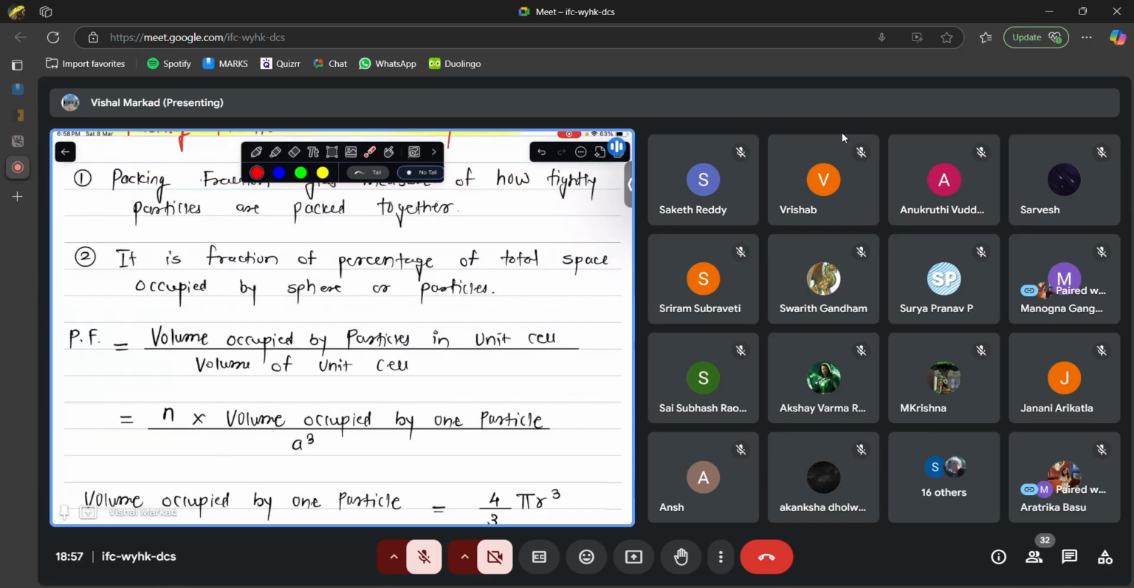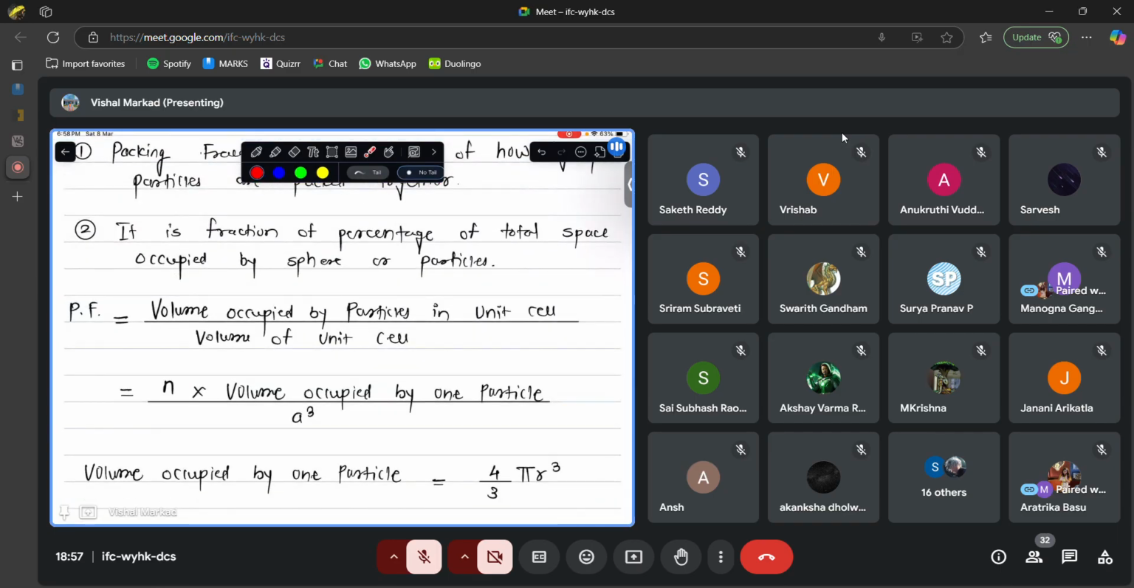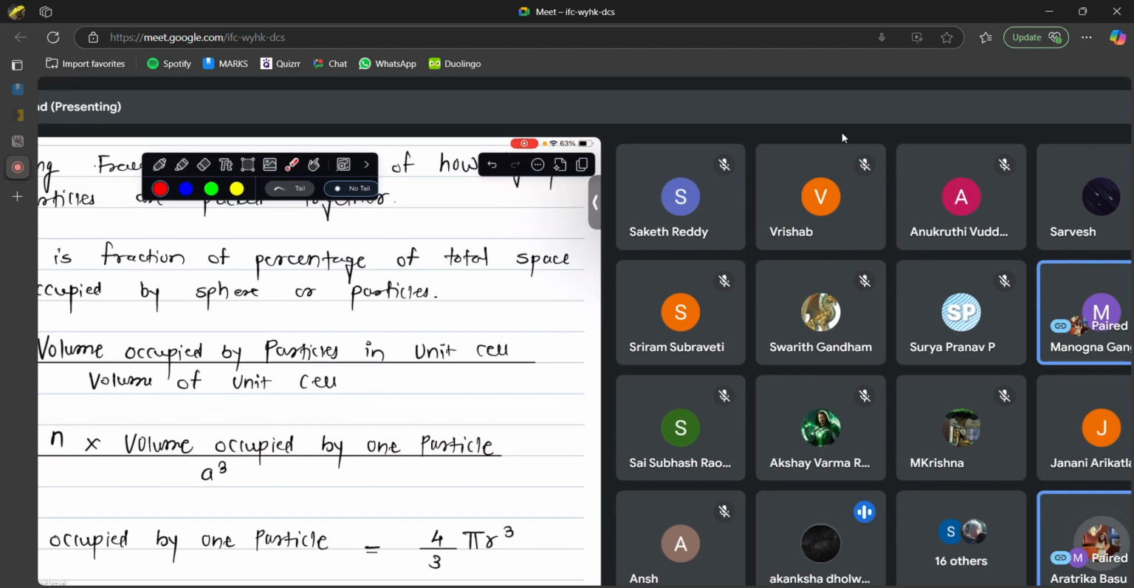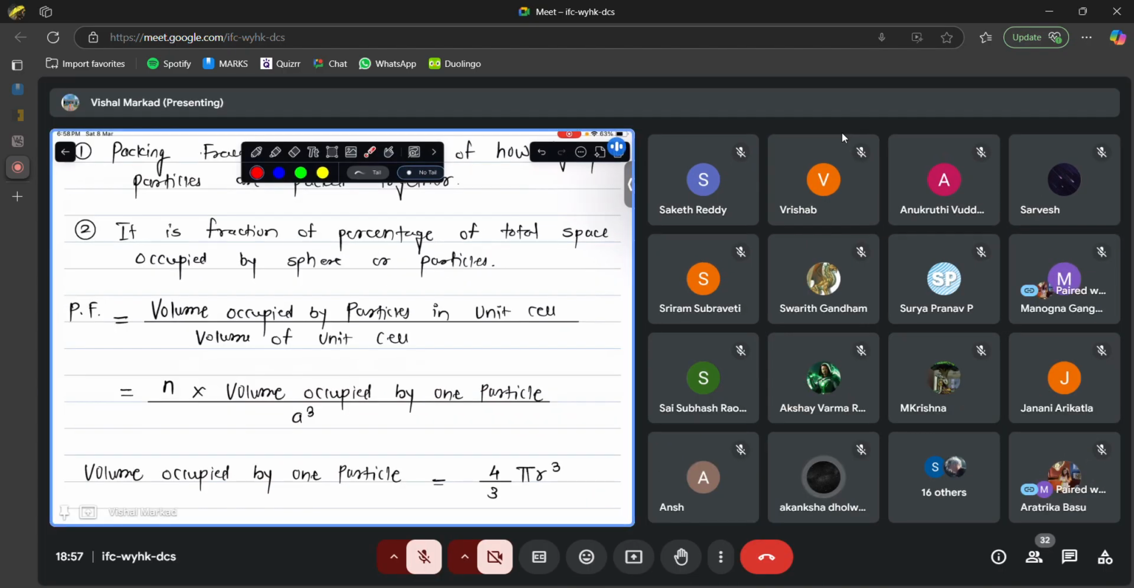Packing fraction means volume occupied by particles in the unit cell divided by total volume of the unit cell. Now how do we find the volume of the unit cell? I told you we just have the cubic unit cell in our syllabus. In a cubic unit cell, edges A, B and C have the same edge length. So A into B into C, can I write A cube? Yes, sir. Volume of unit cell is A cube.